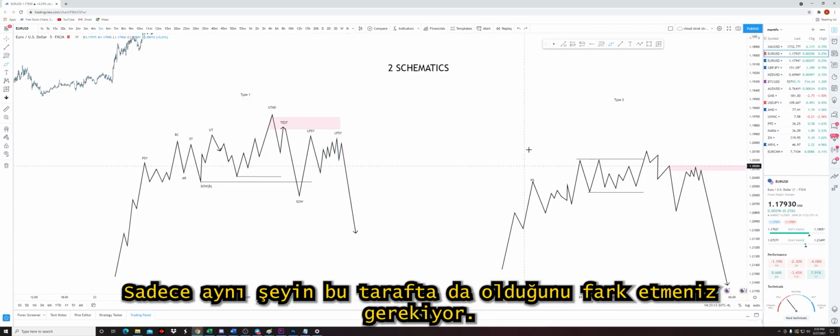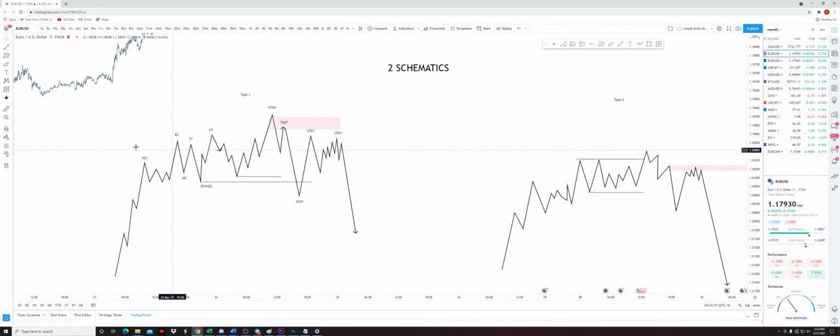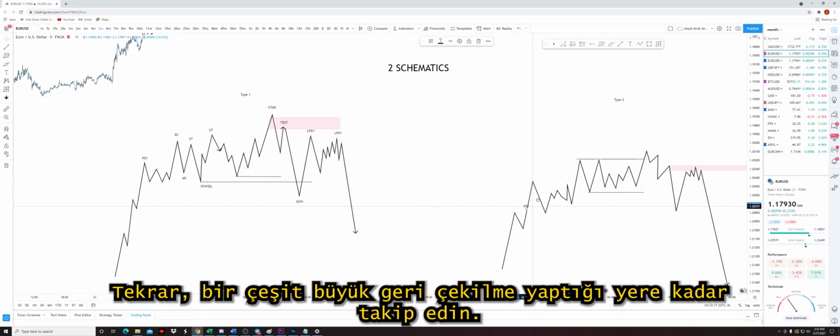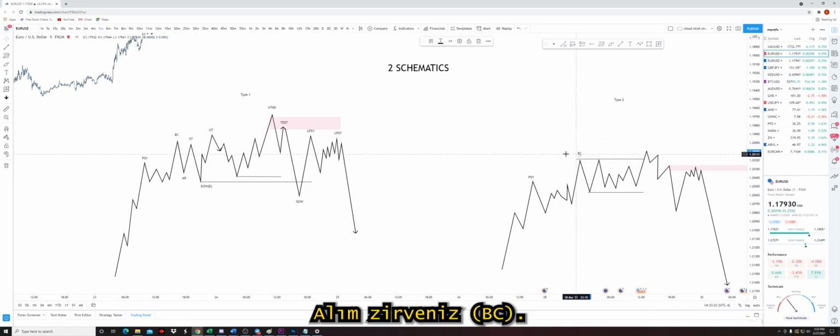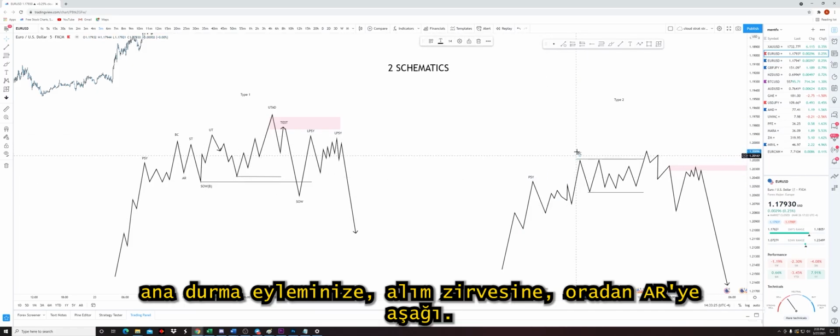Now, the same thing is happening on this side. You again follow up to where it has a large pullback of some sort. That's your preliminary supply. Follow that up to your stopping action, your buying climax. So stopping action into your major stopping action, buying climax. Follow that down to your AR.